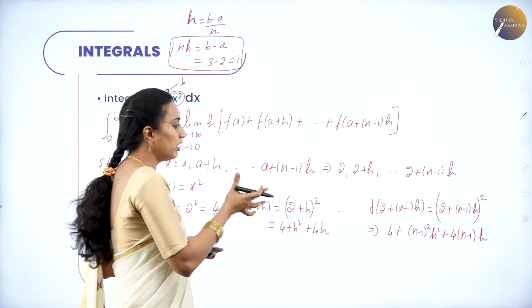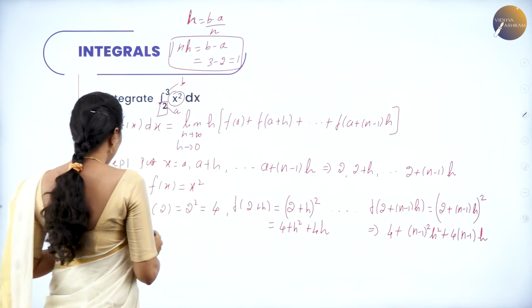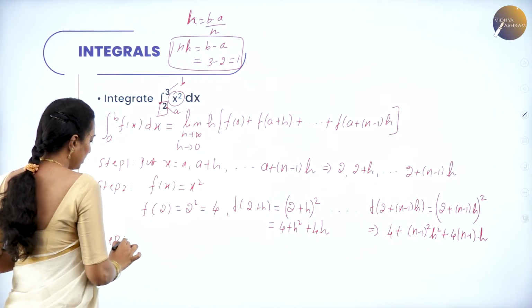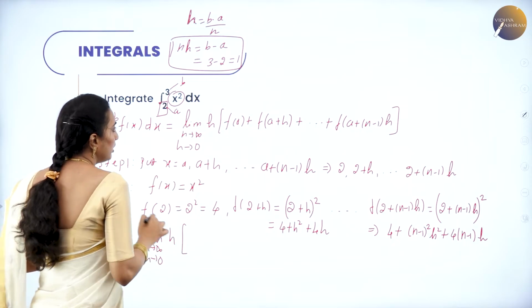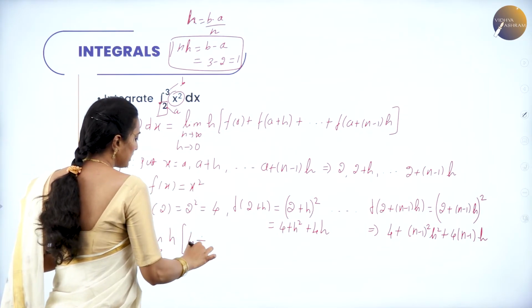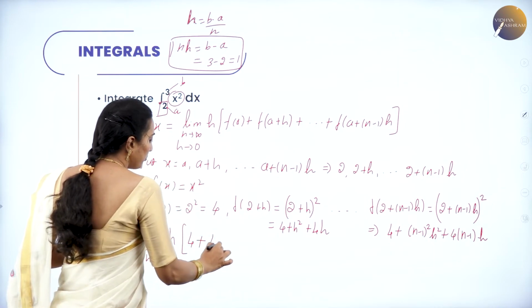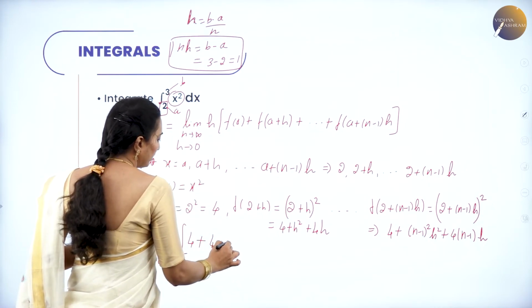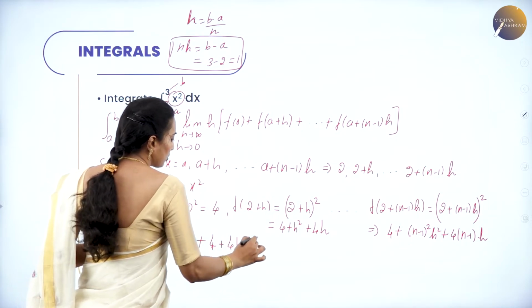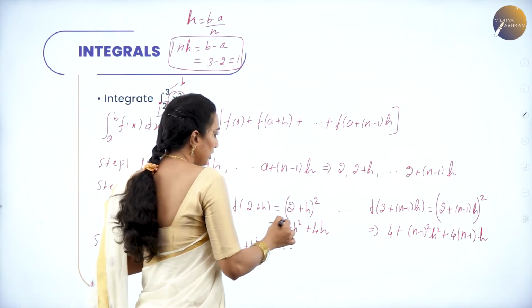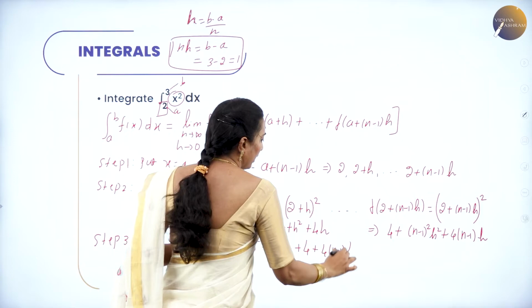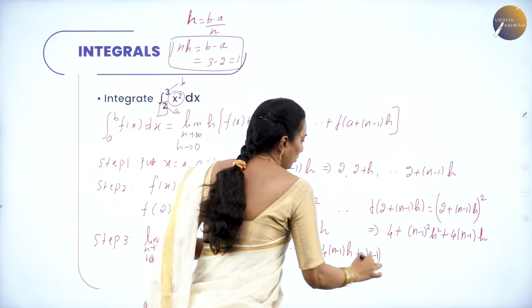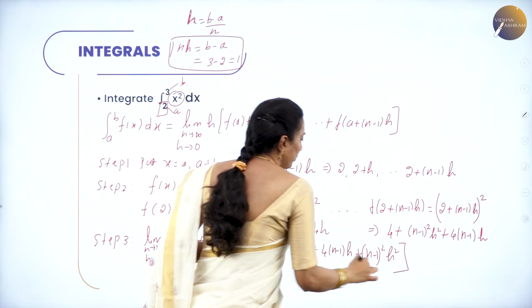So now substituting these values in the formula, that is step 3, substituting the values, limit as n tends to infinity, h tending to 0, you are getting h into f of a, which is nothing but 4, plus 2 plus h squared, that is 4 plus 4h plus h squared, plus etc., plus 4 plus 4 into n minus 1 into h plus n minus 1 whole squared into h squared. I hope you are getting this one.